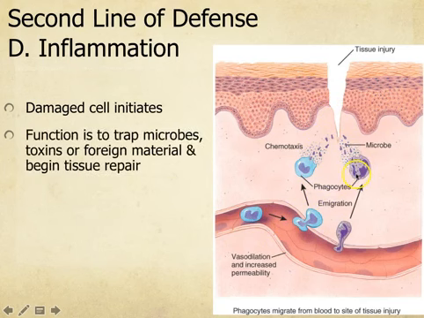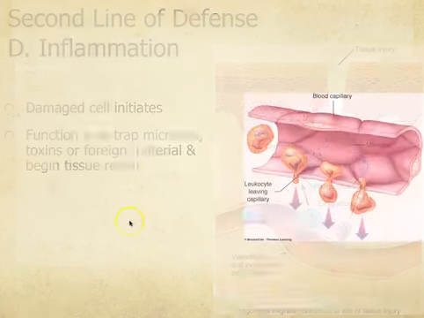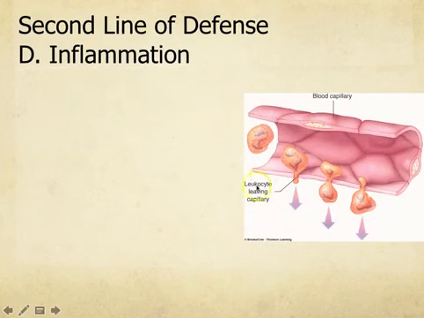Basically the job of inflammation is to trap the microbes or whatever it is and begin tissue repair. So let's just take this step by step. So here again, it looks like a neutrophil.